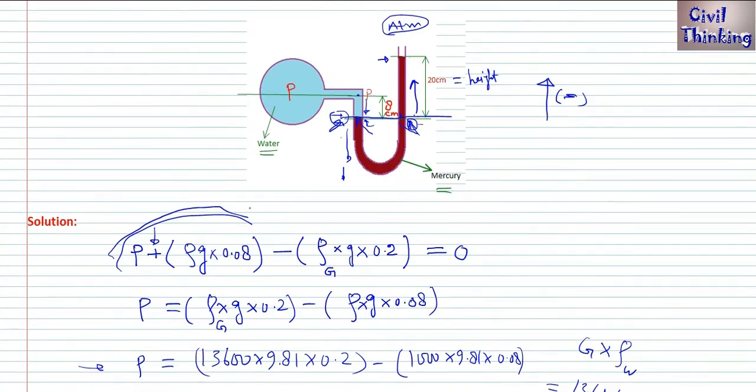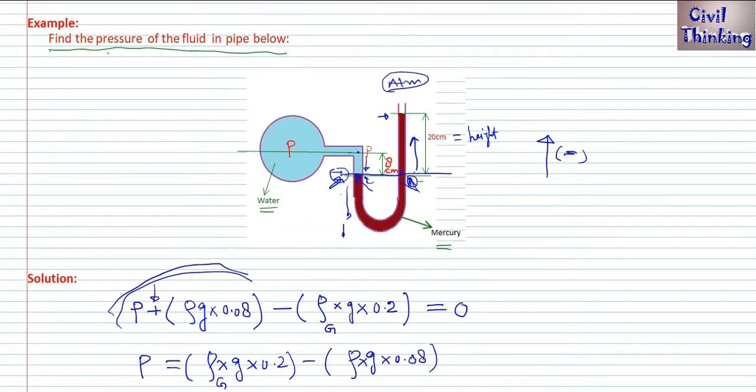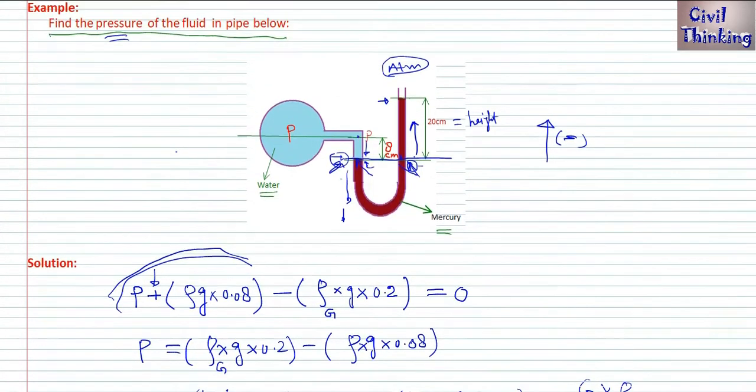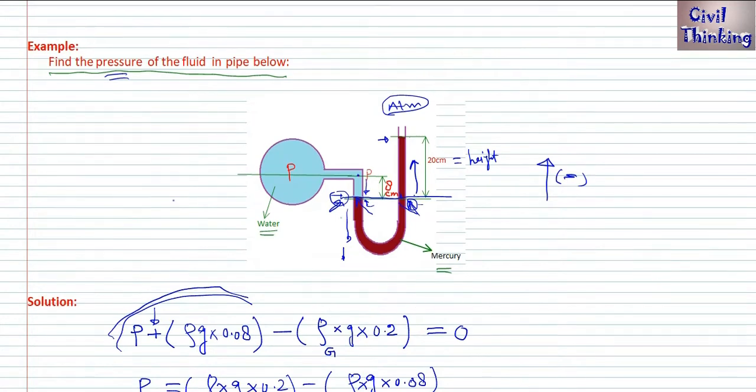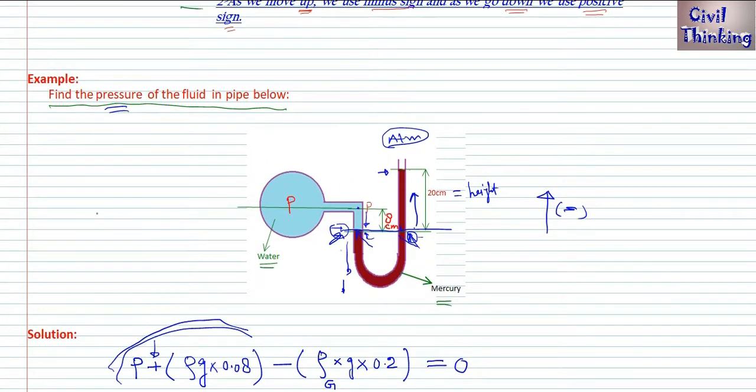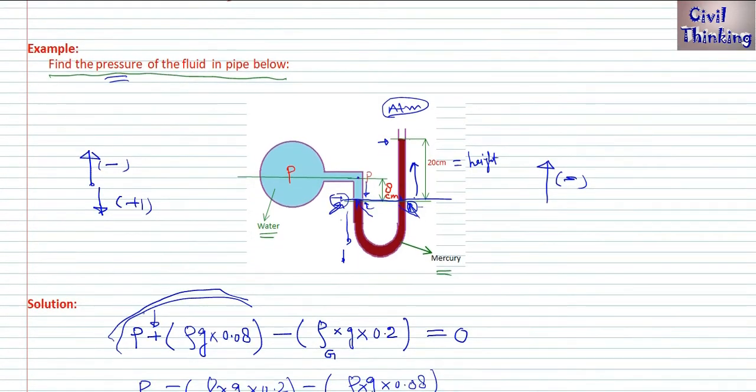Now that's what we wanted. Find the pressure of the fluid in the pipe. So we found it. So here was a trick which I used. I hope you understand it. When you go up from a point, you use negative sign, and when you go down from a point, you use positive sign. That's why I have used it here.